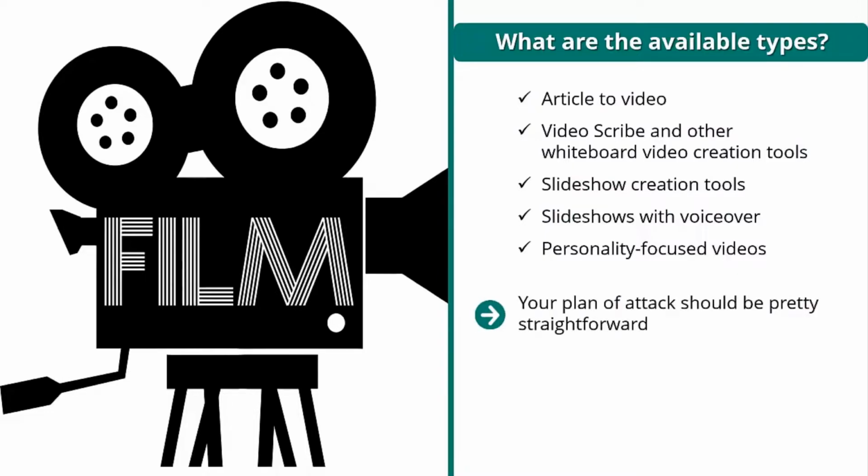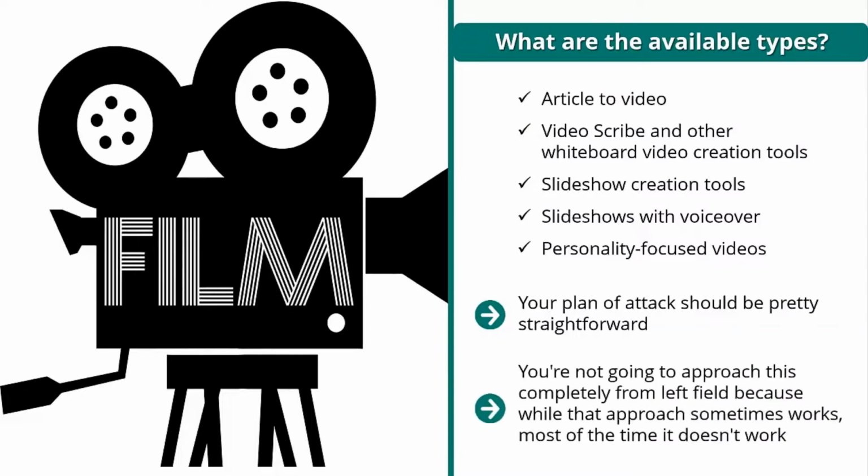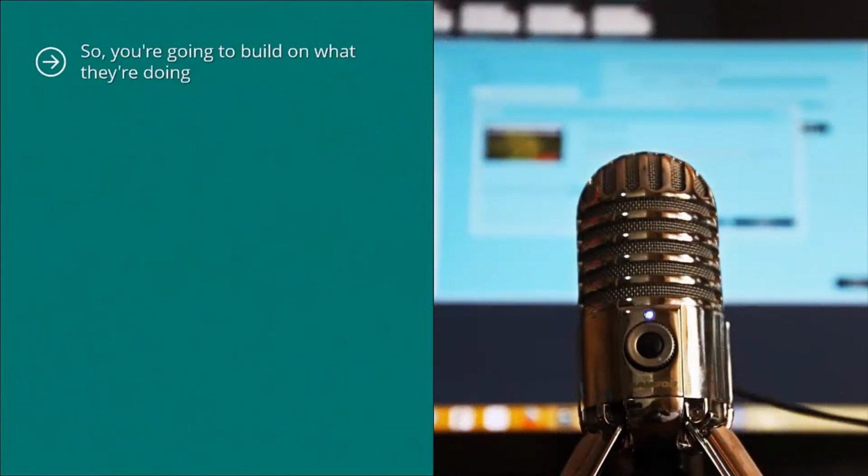Your plan of attack should be pretty straightforward. You're going to zero in on the type of videos most of your competitors are offering. You're not going to do something completely different. You're not going to approach this completely from left field because while that approach sometimes works, most of the time it doesn't work. Most of the time, you just end up wasting money. So, you're going to build on what they're doing, but you're also going to make sure that the type of marketing videos your competitors are producing best fits your conversion strategy.